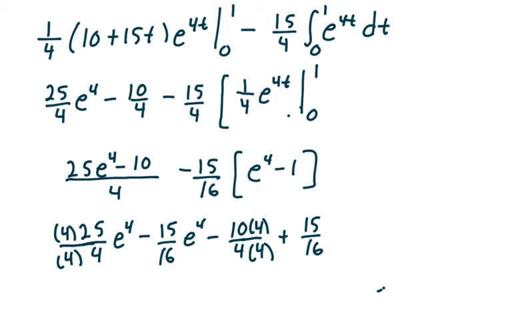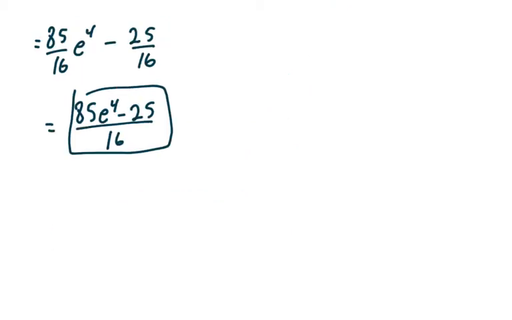And so I just did some arithmetic here, if you will, and got common denominators and everything. And at the end, I got 85 e to the 4th minus 25 over 16 when I was done. That was number 4.